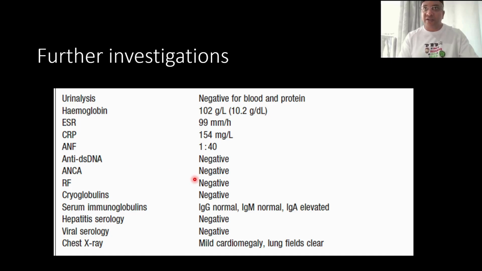ANCA is negative, so there's not a small vessel ANCA positive vasculitic syndrome. And you think about things like Wegener's, which is GPA, and then previously Churg-Strauss, eosinophilic GPA, and MPA, microscopic polyangiitis. All of those are negative here. Rheumatoid factor negative. Cryo is negative. Serum immunoglobulin G is normal, IgM normal, IgA elevated. Aha. So remember that Henoch-Schönlein purpura looks like IgA nephropathy on renal histology. Hepatitis is negative, viral serology is negative, chest X-ray shows just mild cardiomegaly. That's probably on account of long-standing hypertension that she has.